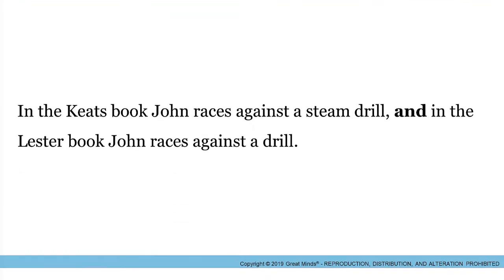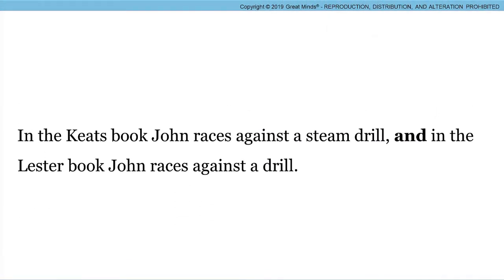So let's see what we should use for our conjunction. Let's look at our first sentence again. In the Keats book, John races against a steam drill. Look at that, comma, and in the Lester book, John races against a drill. Notice we used the conjunction and in this sentence because he races against a drill in both of the books. So again, adding that comma and to connect the sentences makes this sentence more interesting to read.